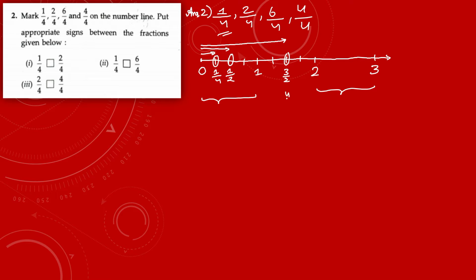Or 6 upon 4, you can also write it as 6 upon 4. And for 4 upon 4, we are going to move 4 steps ahead from 0 and we get 1, because 4 upon 4 is 1 only. So we have marked everything on the number line.